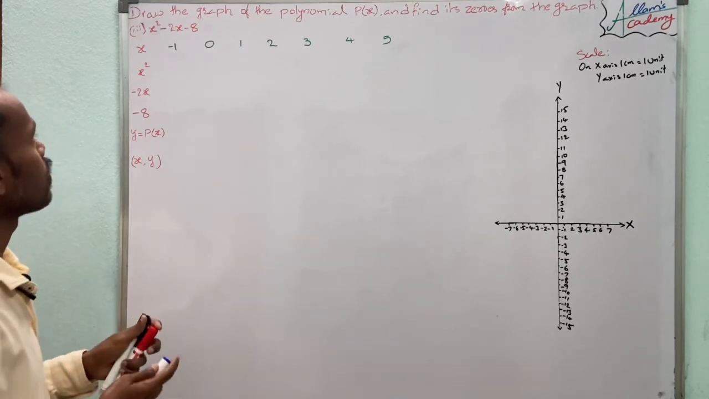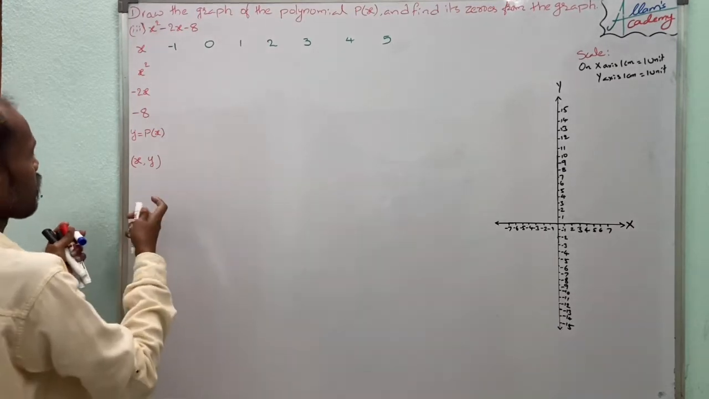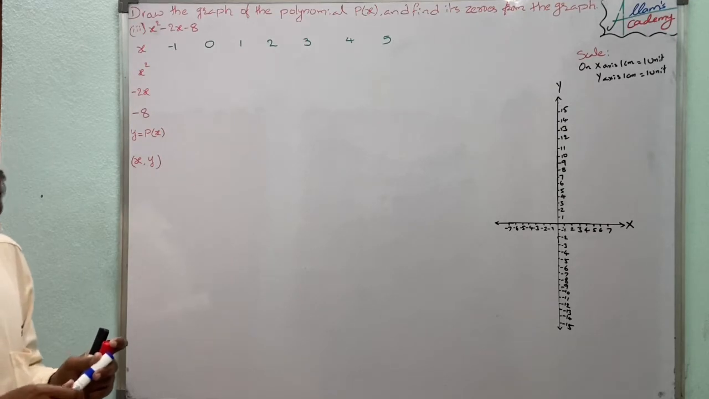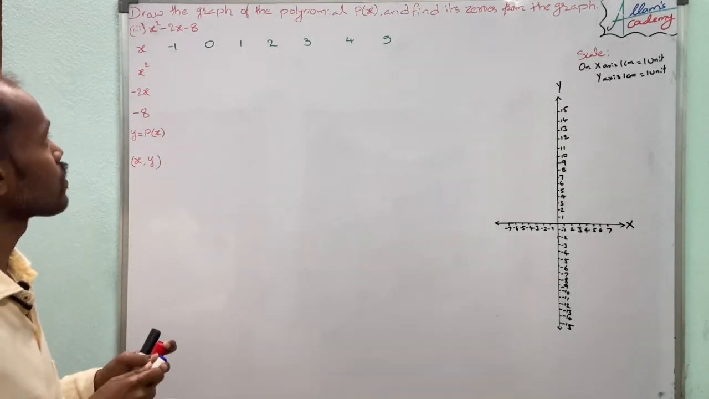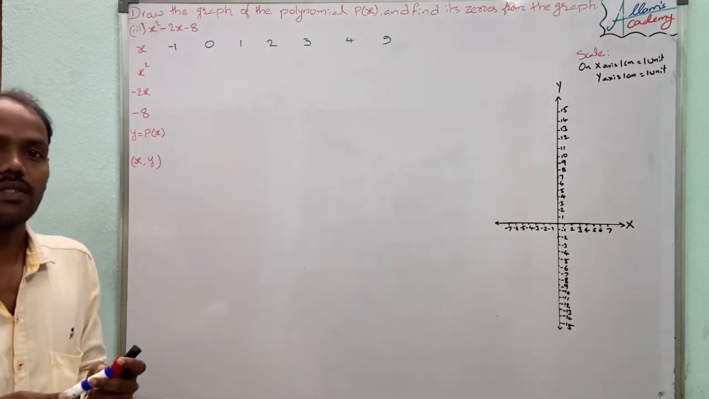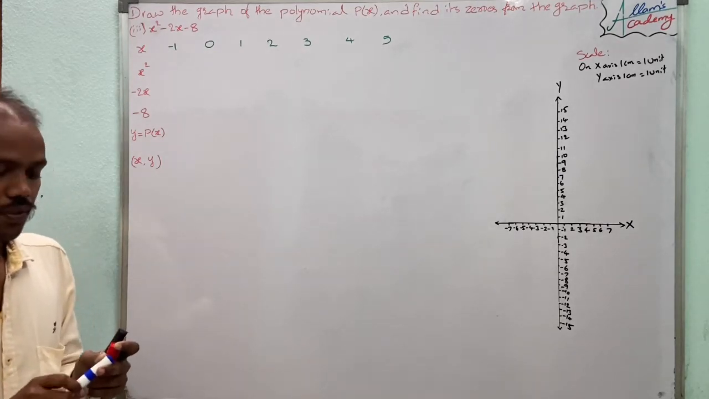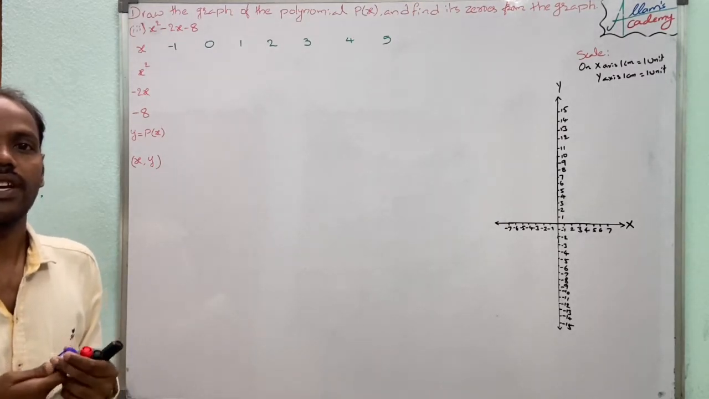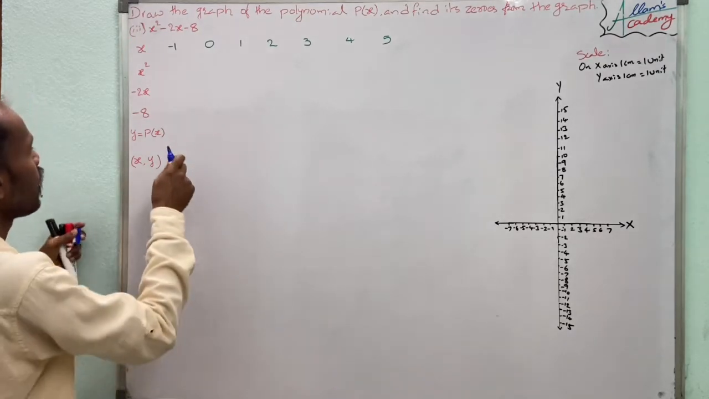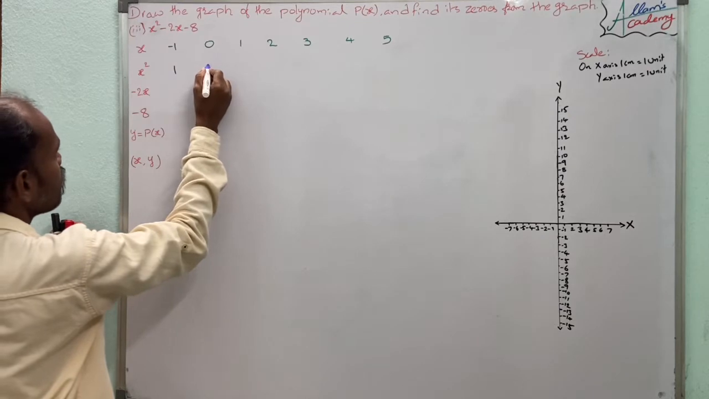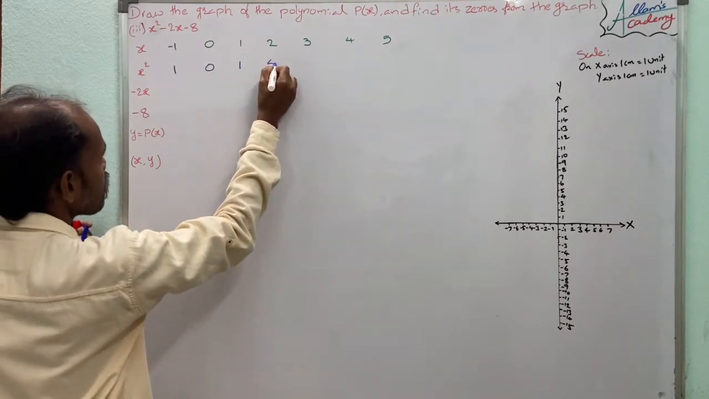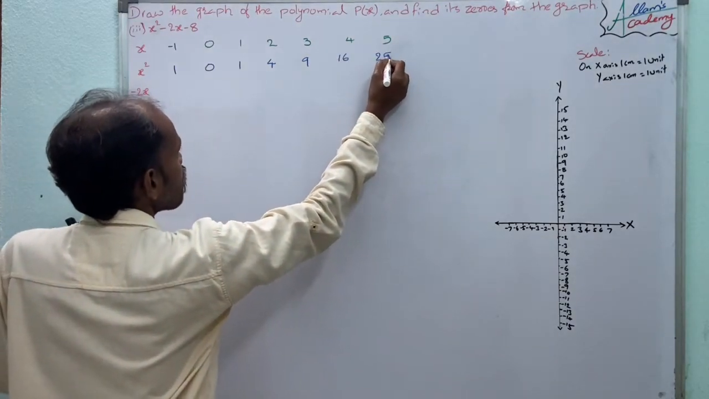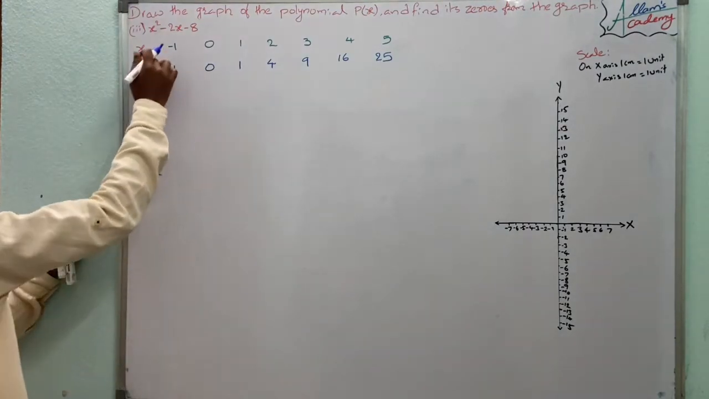So x square: minus 1 square equal to 1, 0 square equal to 0, 1 square equal to 1, 2 square equal to 4, 3 square equal to 9, 4 square equal to 16, and 5 square equal to 25. So these values are substituted: 1, 0, 1, 4, 9, 16, 25. Next, minus 2x.